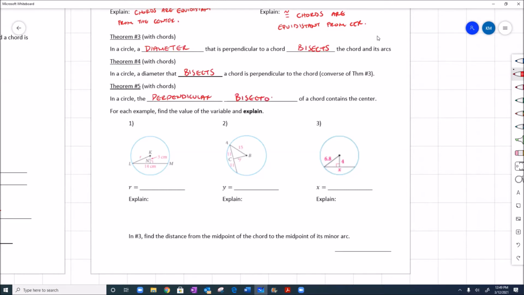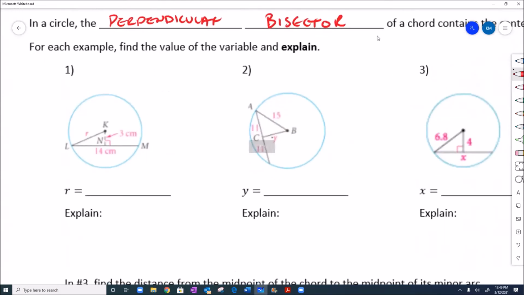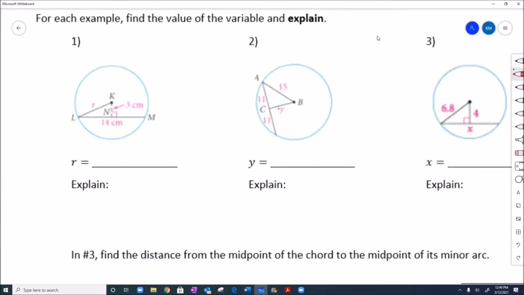All right, so let's look at that here in these following examples. So at the bottom here, it asks us to find r, its radius, right? And so what we can see, I'm gonna zoom in just a little bit to make it easier to write and read at the same time. So as we can see here, we have KN, which is perpendicular to LM, okay? And because it goes through the center and it's perpendicular, we know it bisects that chord. Okay, so this is 7, this is 7.